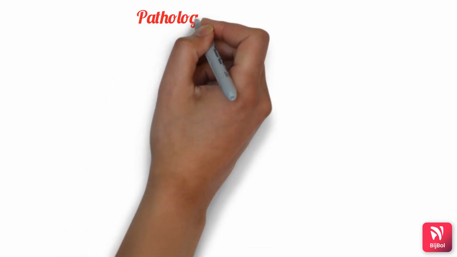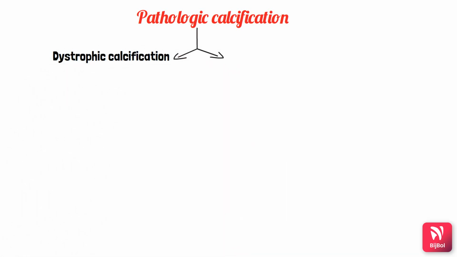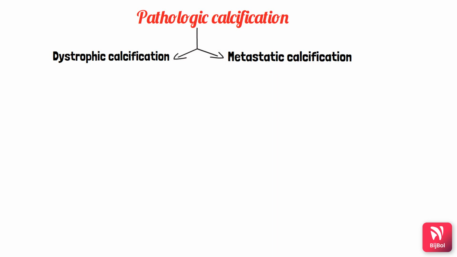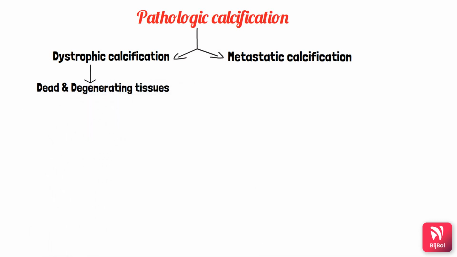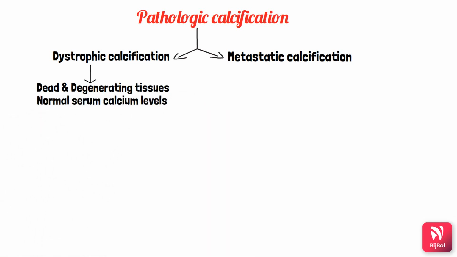So what is the next change which can be seen after cell death? It is pathologic calcification. Calcification is the deposition of calcium salts. Normal calcification occurs in hard tissues like bone and enamel. But if it occurs in other areas, then it is pathologic calcification. Pathologic calcification is of two types, that is dystrophic calcification and metastatic calcification. Dystrophic calcification occurs in dead and degenerated tissues. Here the serum calcium levels of the body will be normal.